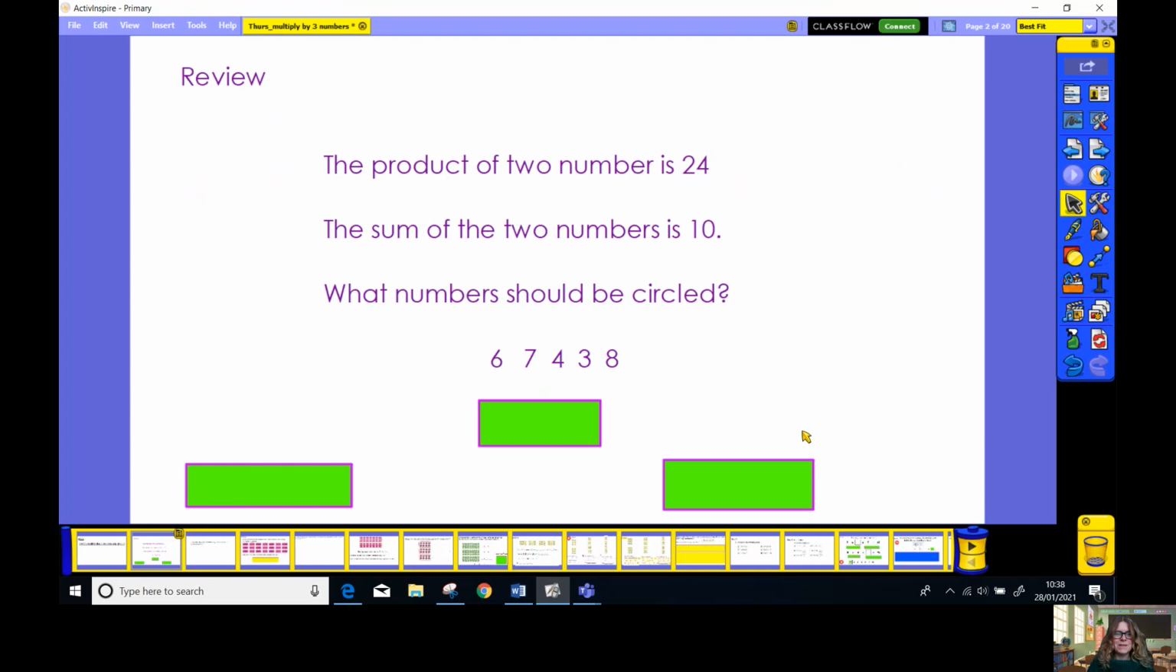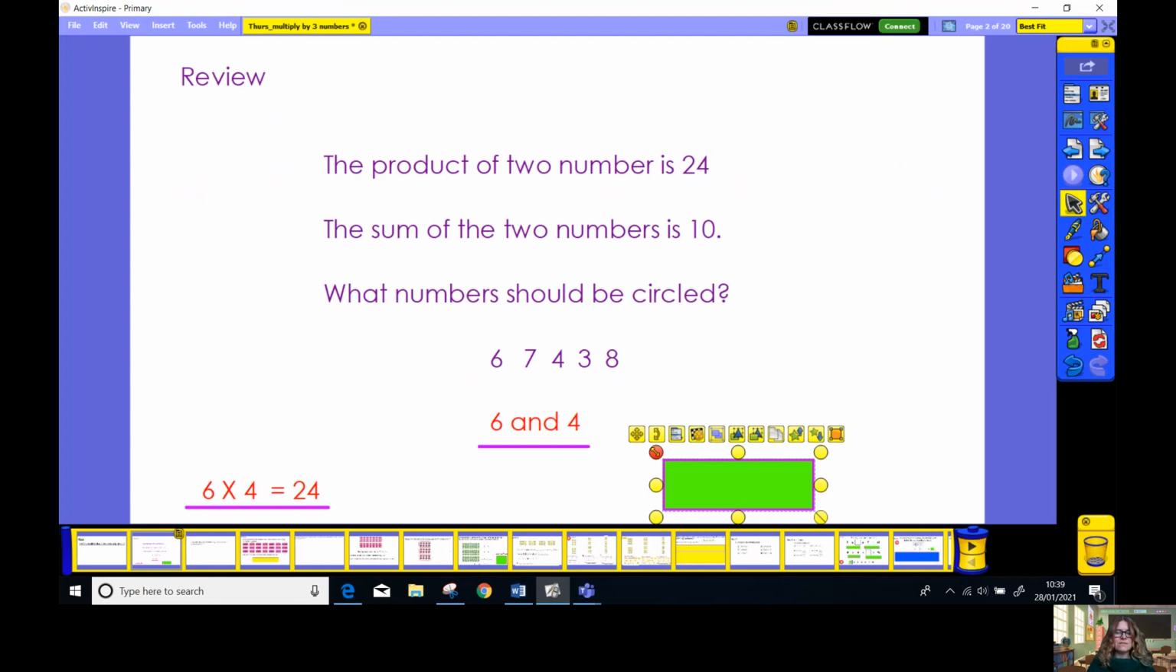Well done. So hopefully you circled the numbers 6 and 4. Now, why is it 6 and 4? Well, first of all, the product of the two numbers 6 and 4 is 24. If I multiply 6 and 4 together, I have 24 because 6 4s are 24 or 4 6s are 24. And if I add 6 and 4 together, the sum is 10 because 6 add 4 is 10 and 4 add 6 is 10.